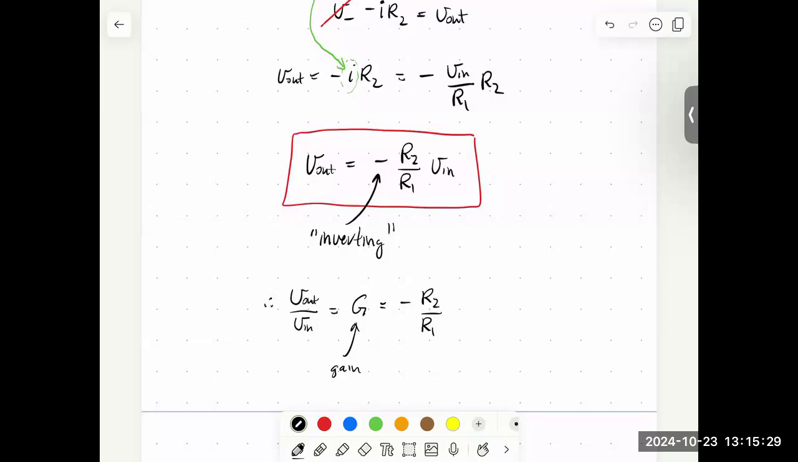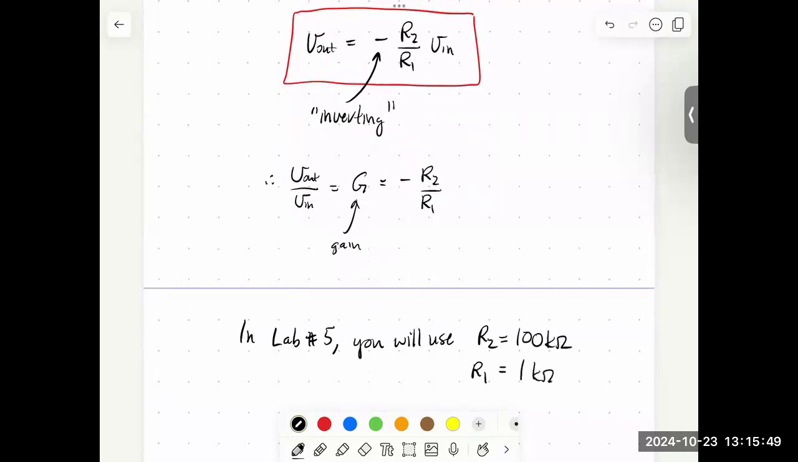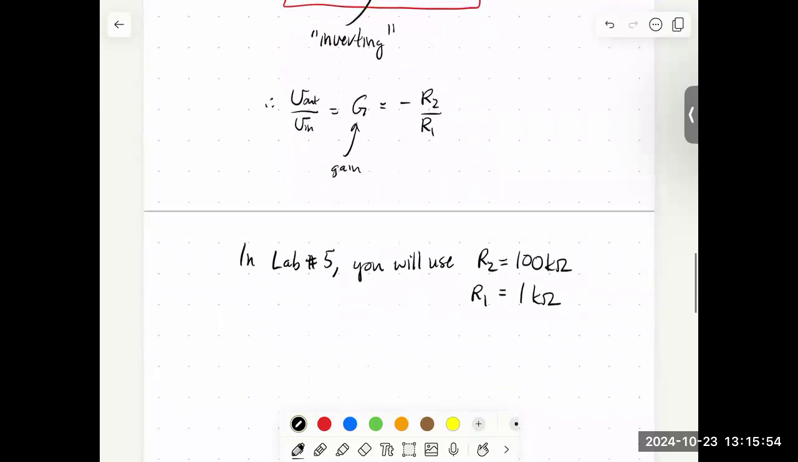In lab number 5, you will use R2 is equal to 100 kilo ohms, and R1 is equal to 1 kilo ohm. Okay, so then if you take the ratio of those two, you end up with a gain equal to minus 100. 100 kilo ohms divided by 1 kilo ohm is 100.